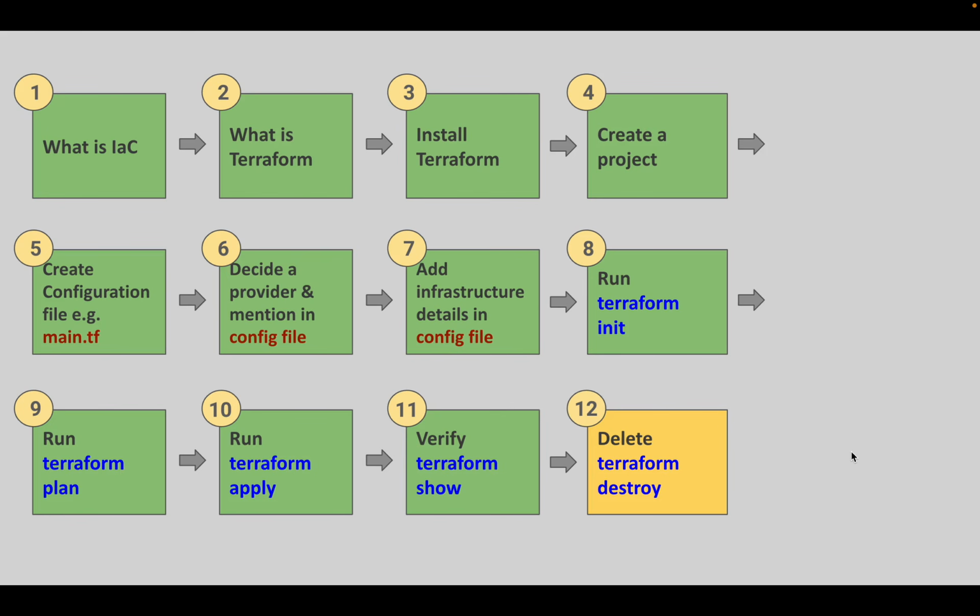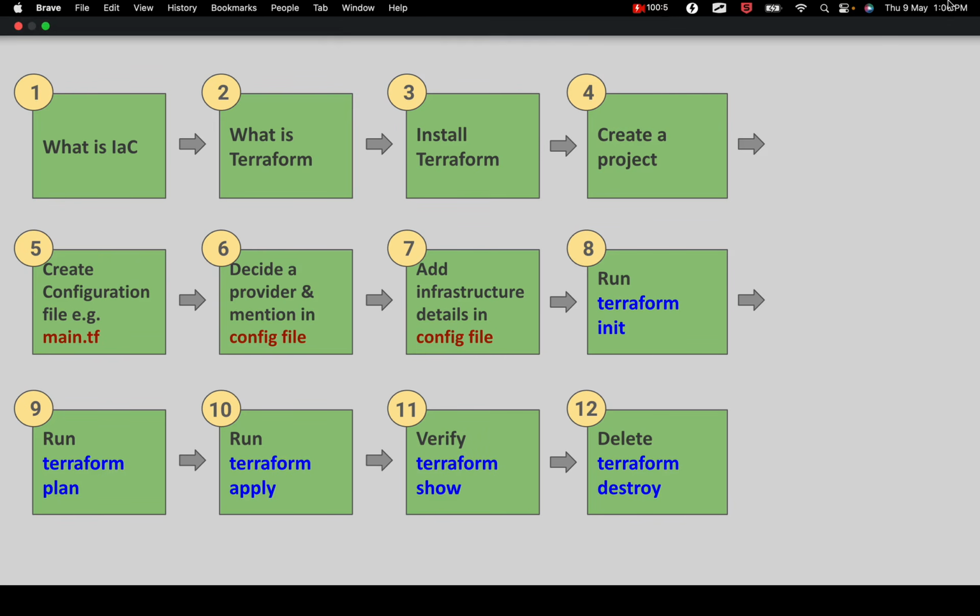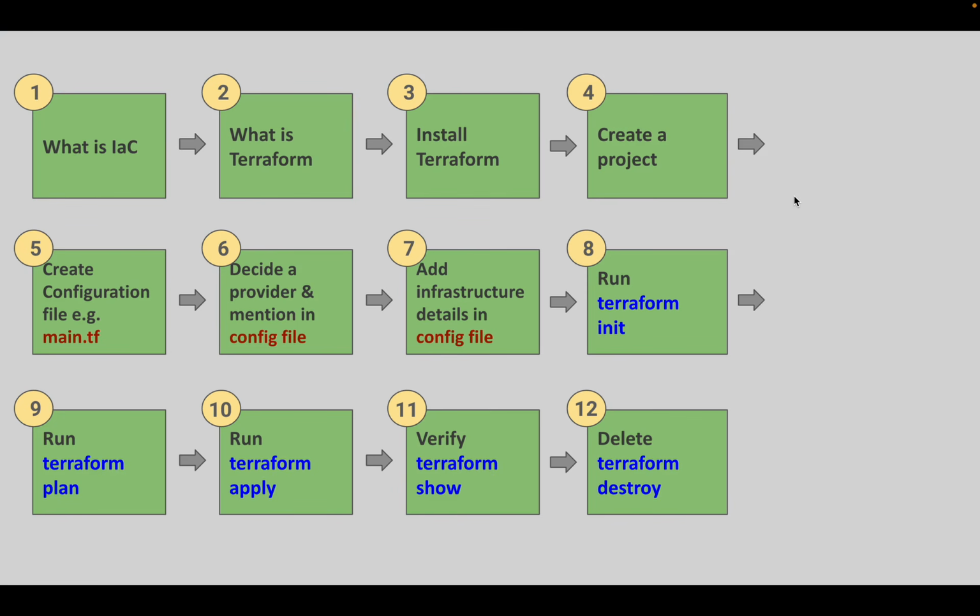So with this we have completed terraform destroy as well, and with this we have completed the basic foundation of Terraform. We now know what is infrastructure as code, what is Terraform, how to install Terraform, how to create a Terraform project, how to add the configuration file. In the configuration file, how do we add the provider details, then the infrastructure details, the resources. Then we have seen all the different commands: terraform init, validate, plan, apply, show, and then terraform destroy. So we are now good with a very strong foundation of Terraform.